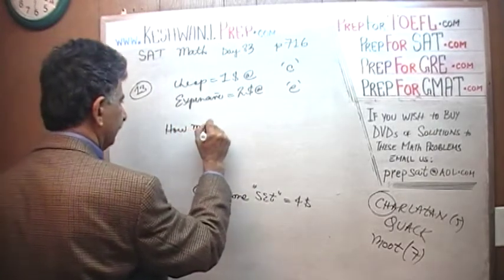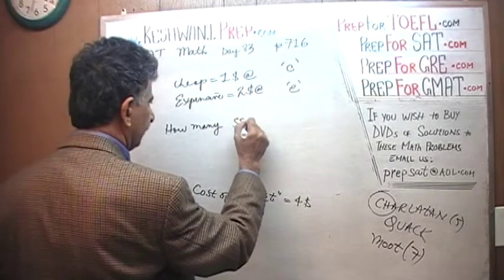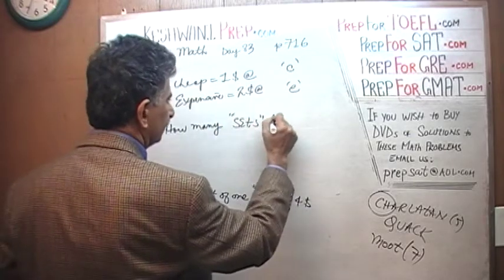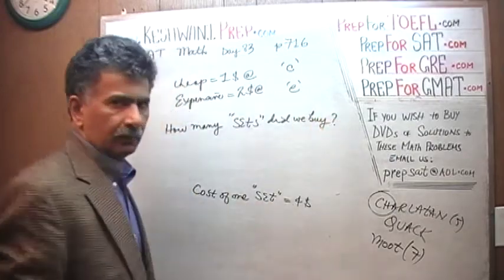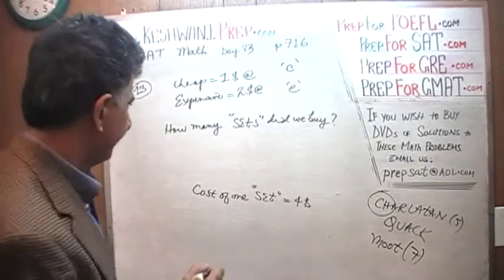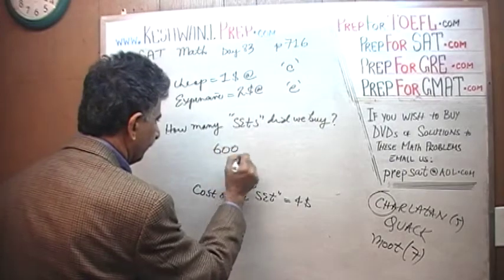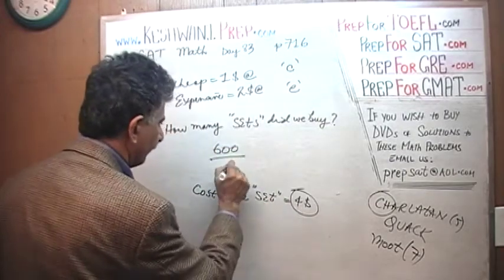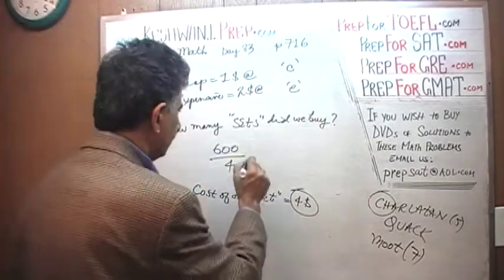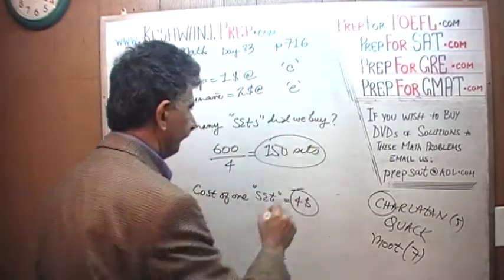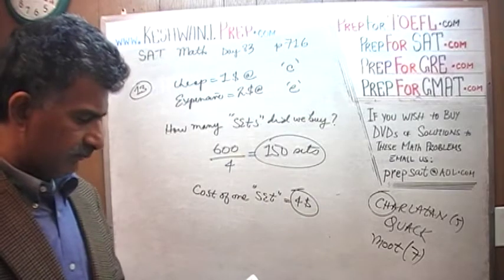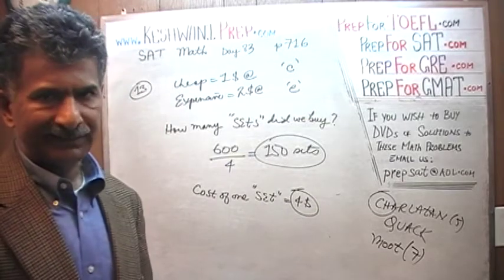How many sets did we buy? How do we find that? Well, we spent $600 and each set cost $4. So we must have bought 150 sets. 150 sets. But that's not the end of the story.